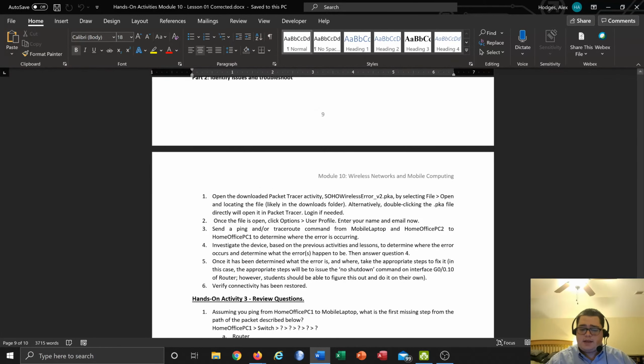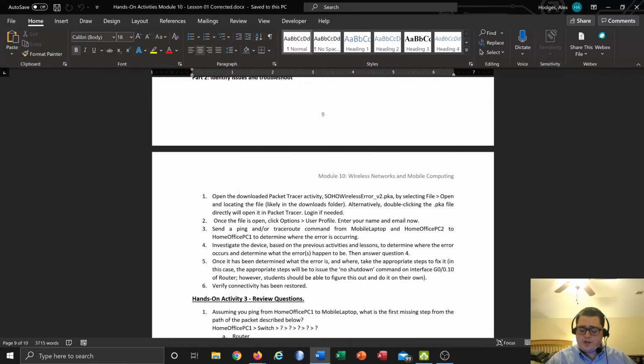And it also introduces the simulation feature in Packet Tracer rather than the real time. In simulation, you can drop a packet on the network and watch it traverse and actually watch it go across the network.